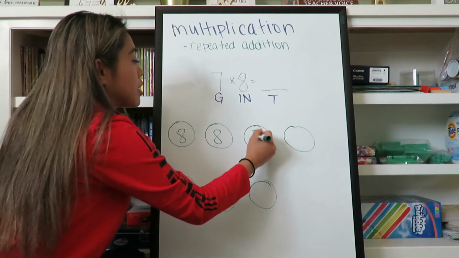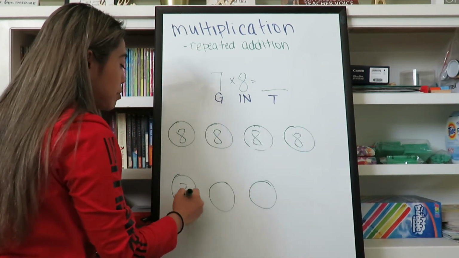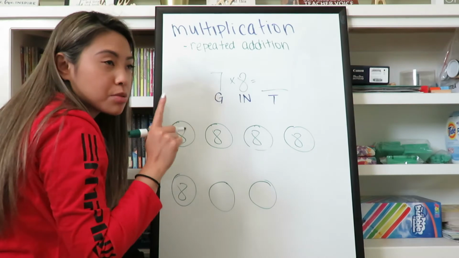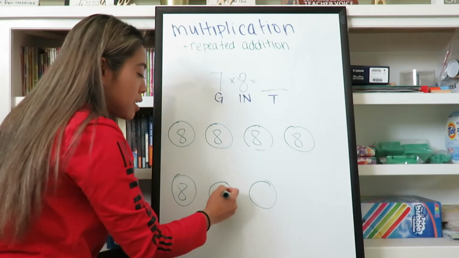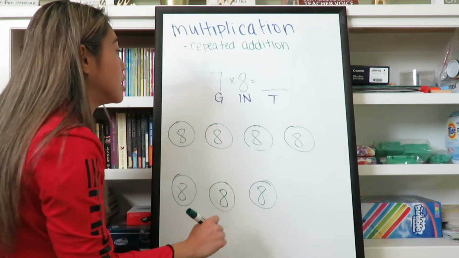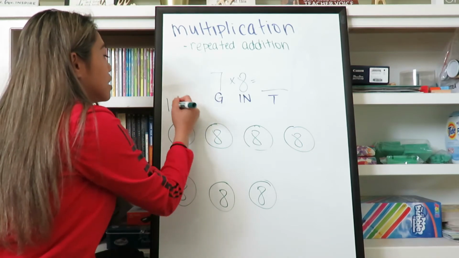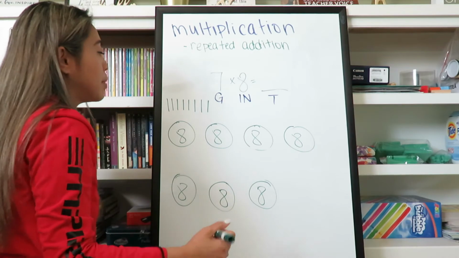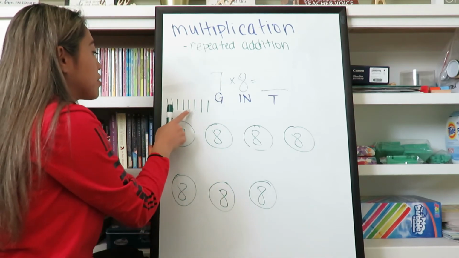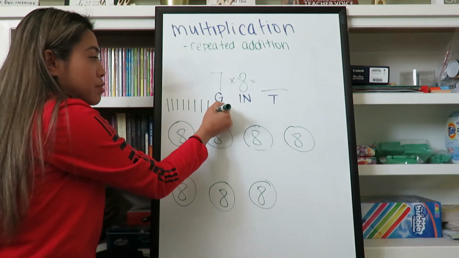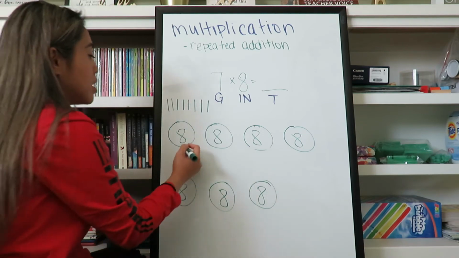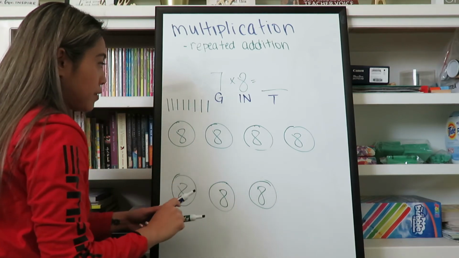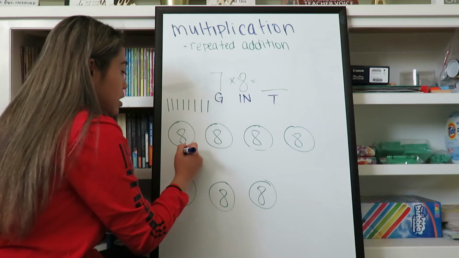I'm going to use number model, because picture model is a lot of drawing, a lot of tallies, and I don't want to waste my time, so I'm just going to draw the number 8 in each group. And I'm going to draw 8 tallies. 1, 2, 3, 4, 5, 6, 7, 8. Make sure it's 8, because if you add another one, that would be a mistake. Okay, so we know the first one is going to be 8.